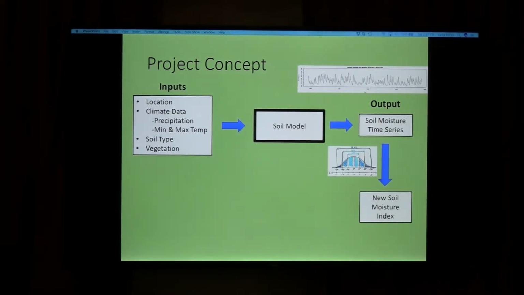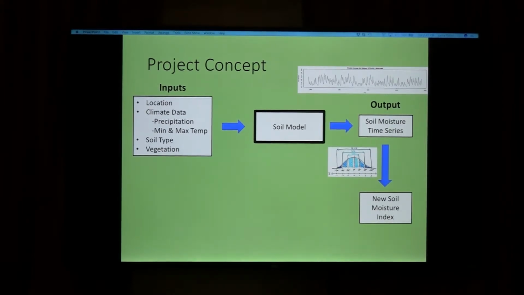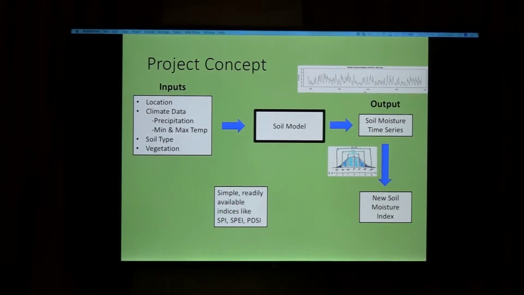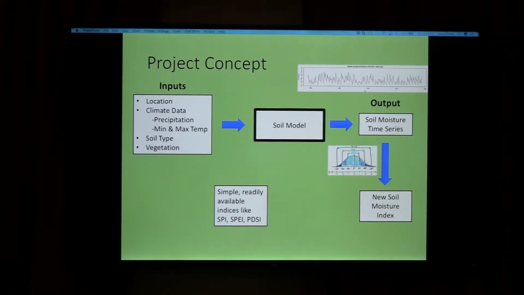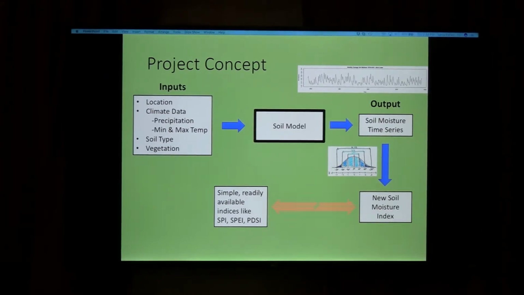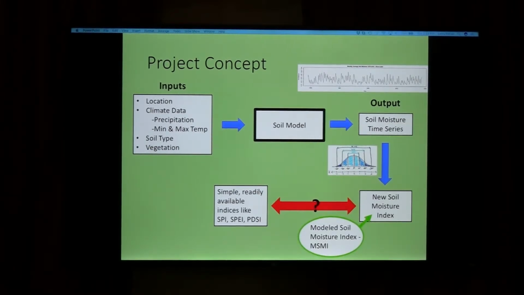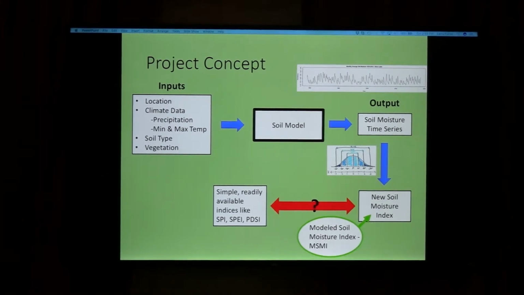We then standardize that data in the same process that I described before. So we have a new soil moisture index on one hand, and then on the other hand, we have these simple, readily available drought indices like the SPI or the SPEI or the PDSI. And the question is, how well are these two things related? And additionally, we gave it a fancy name. It's not as good as seeds, but modeled soil moisture index, or MSMI.